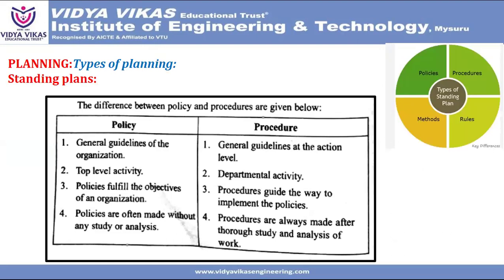And then let's concentrate on the next topic, standing plans. In standing plans, there are four types: policies, procedures, methods, and rules. The very important concepts are policies and procedures. Now, let's take the differences between policies and procedures. Policies are top-level activity, and procedures are departmental activity. General guidelines of the organization are nothing but a policy. General guidelines at the action level are nothing but a procedure. Policies fulfill the objectives of the organization. Procedures guide the way to implement the policies. Policies are often made without any study or analysis. Procedures are always made after thorough study and analysis of work.